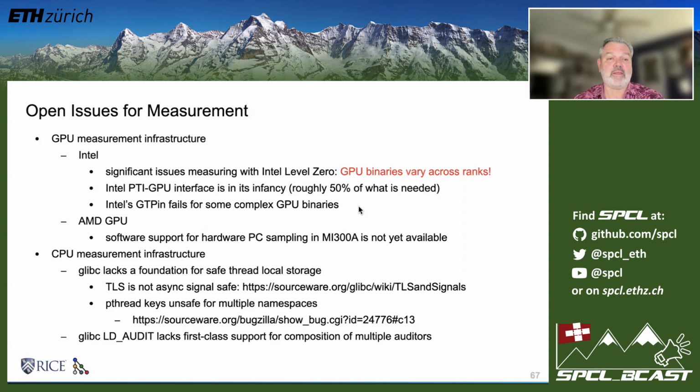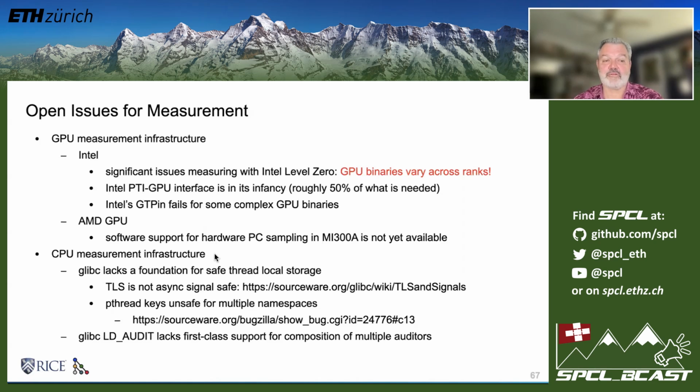And then finally, we're using Intel's GTPin to collect instruction level measurements as well. Not only their PC sampling, but we can do instrumentation and do basic block profiling and look at the utilization of scalar instructions and vector instructions. But it fails for some complex GPU binaries, and so we're waiting for some of those issues to be resolved as well. And then for the AMD GPUs, they have hardware support for PC sampling in the MI300A. While we have access to MI300A systems, we don't have software support that provides access to the PC sampling hardware. And so we're waiting for that from AMD.